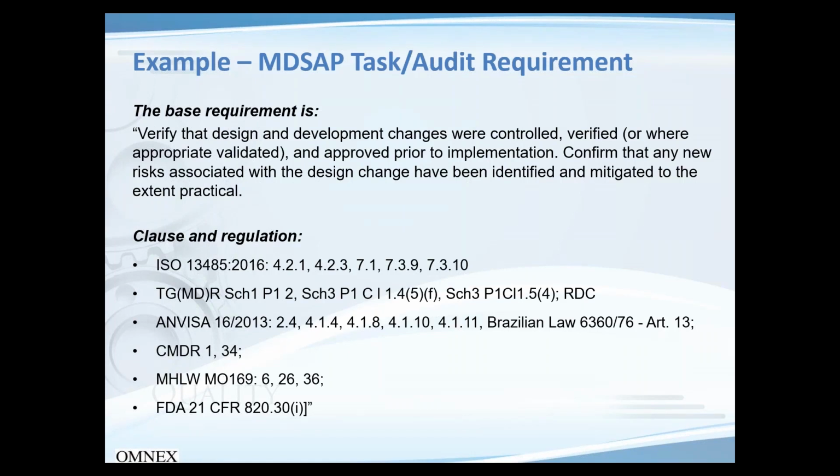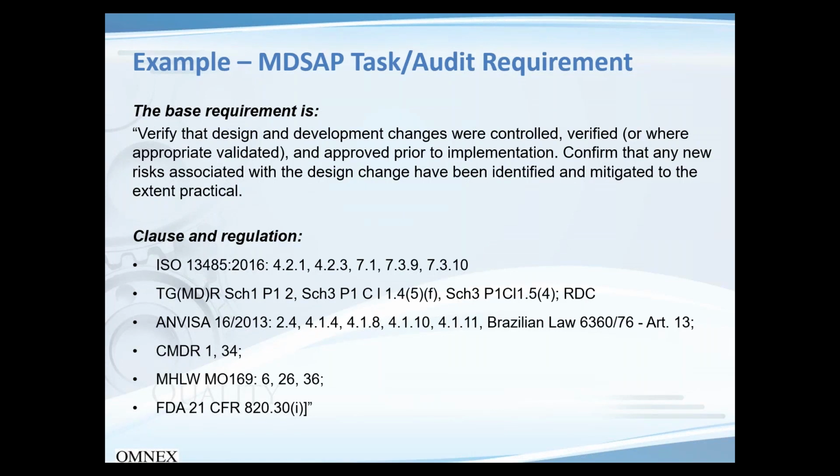If we look at a task, this is just an example. The basic requirement of the task is to verify that design and development changes are controlled, verified, and approved prior to implementation, and also to confirm that any new risk associated with the design change has been identified. If a risk is identified, we have to mitigate it. The auditor will be looking for evidence that you have a risk identification and a risk mitigation process if there is an identified risk.